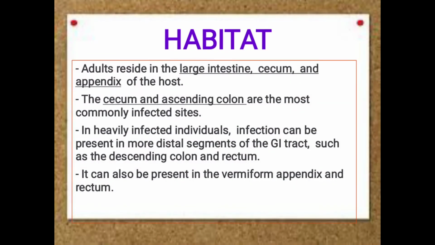The habitat of this parasite is the large intestine, cecum, and appendix of the host, where adults reside. The cecum and ascending colon are the most commonly infected sites. In heavily infected individuals, infection can be present in more distal segments of the gastrointestinal tract, such as the descending colon and rectum. It can also be present in the vermiform appendix and rectum.